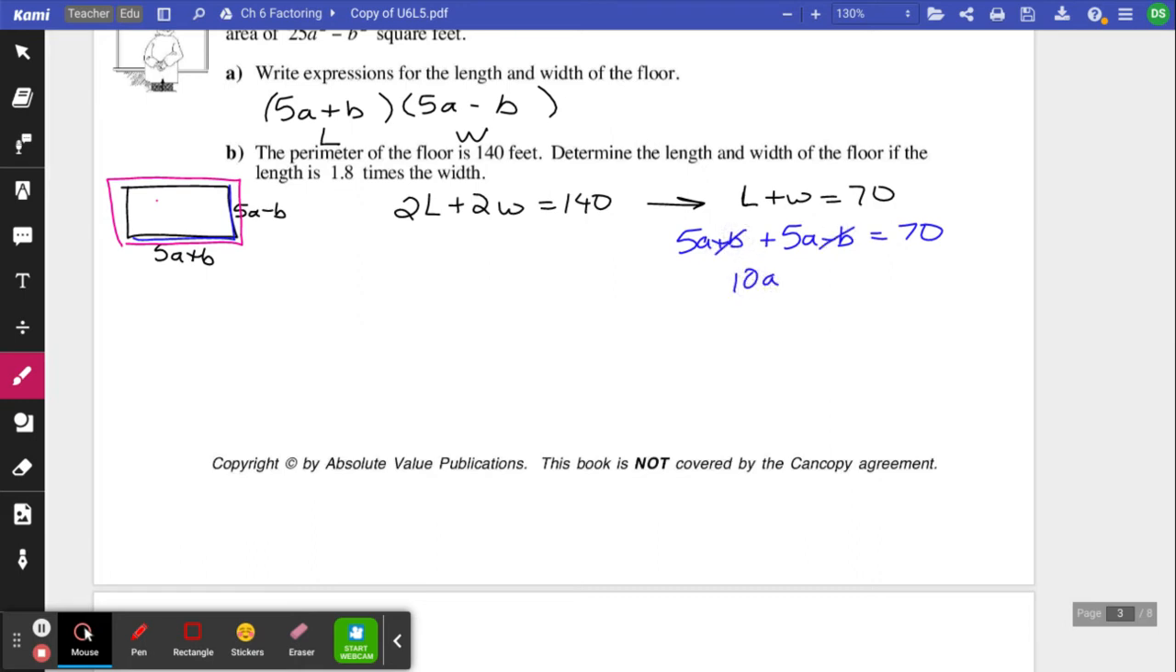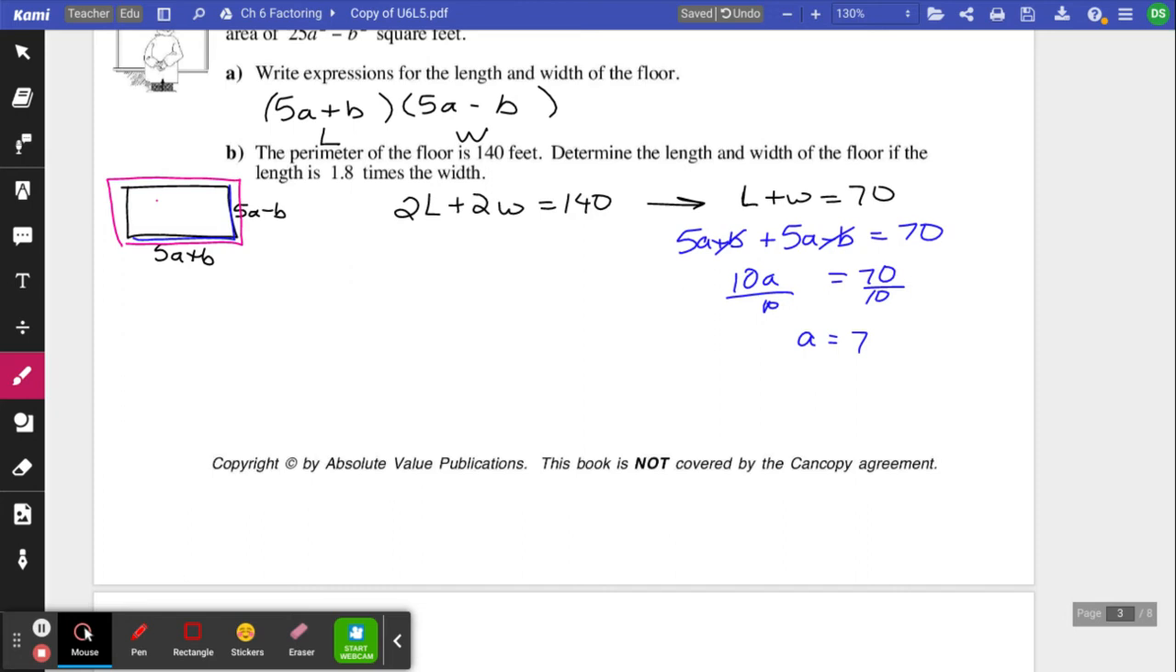Let's just do some algebra. Just combine some stuff together. And then you get equals 70. So what is A? Oh, well that's nice. So divide by 10, right? If you didn't catch that, divide both sides by 10. This is algebra back to 8th grade or 7th grade. You get A is 7. Okay.